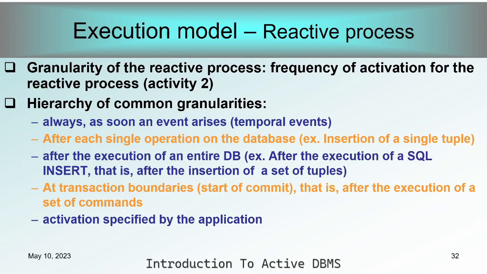The granularity of the reactive process defines how frequently you need to do this activation for a reactive process. The common granularities are defined as: always, as soon as the event arises, based on a temporal event, or after each single operation on a database, or after the execution of the entire set of tuples, or at the transaction boundaries, that is before the start of the commit operation, or after the execution of a set of commands or activation specified by the applications.